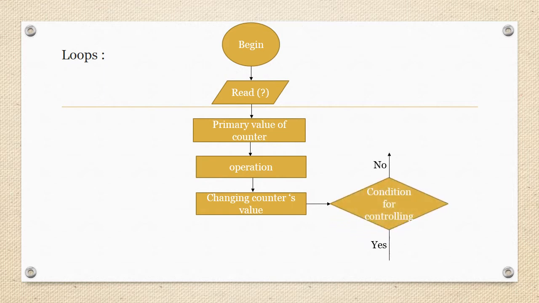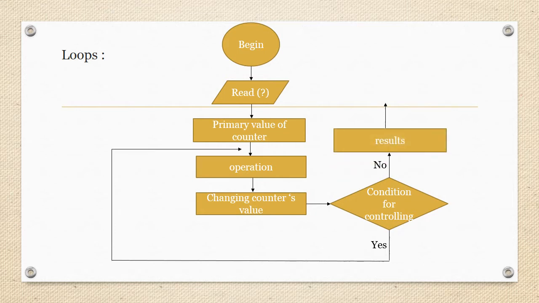Next is the condition for controlling the repetition rate of the loop. This condition checks whether the value of the counter is equal to its final value that was given or not. If the condition is true, the operation repeats again and again till the counter reaches its final value, or simply, as long as the condition is true, the operation keeps repeating. And if the condition is false, the action of repeating stops, and running sequentially goes to the next lines or next part of the algorithm.